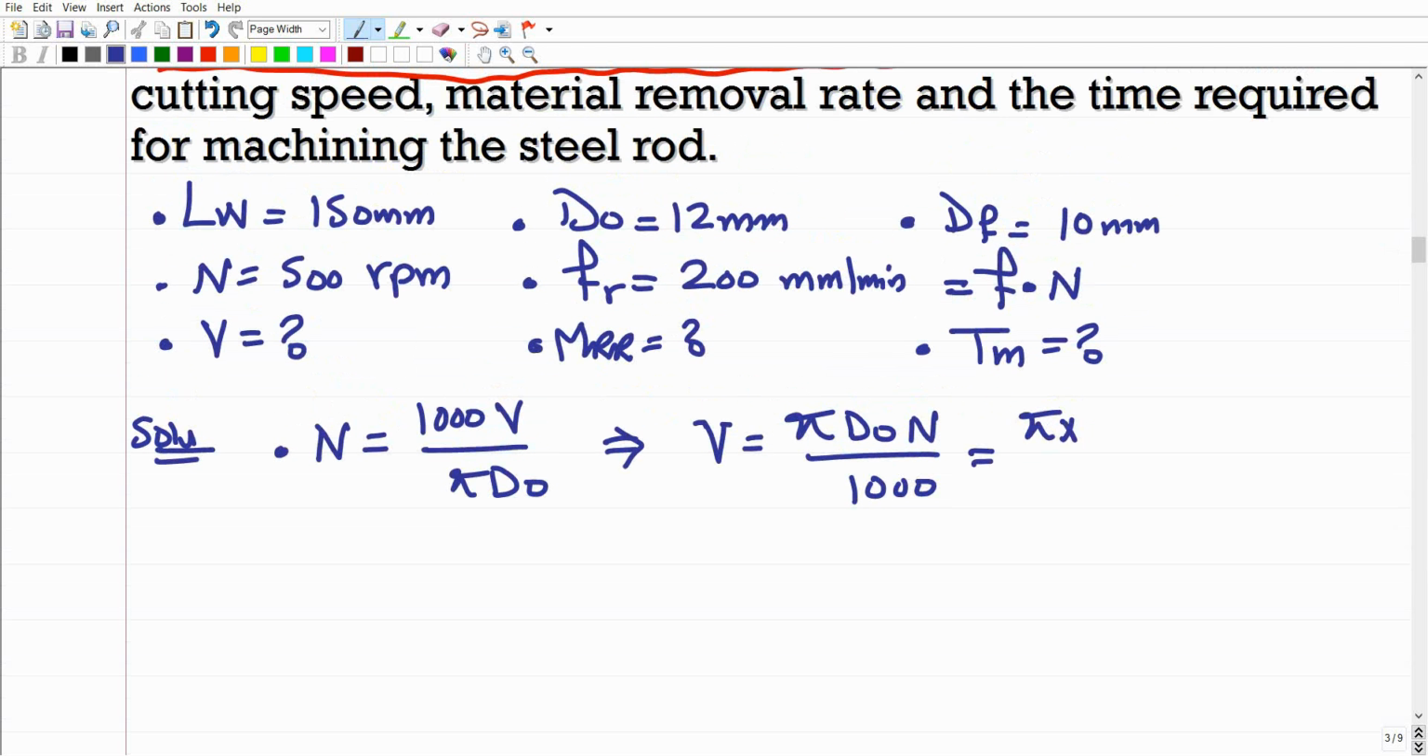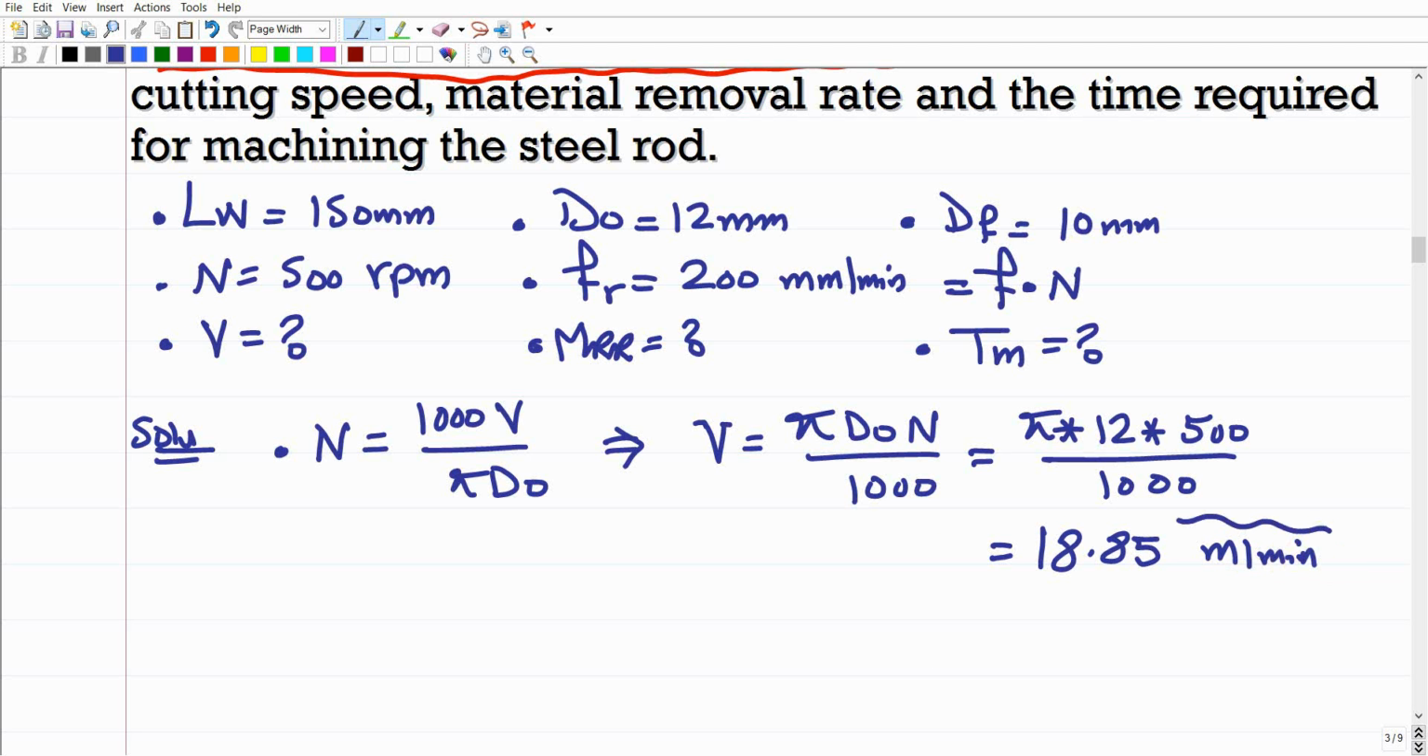So this is going to give us pi times D0, which is the original diameter given as 12, times N, which is 500 revolution per minute, divided by 1,000. Doing the calculations, you're going to end up with something in terms of meter per minute. So this is going to give us 500 times 12 pi divided by 1,000. This is going to give us 18.85 meter per minute. This is the cutting speed, and this is the first requirement.